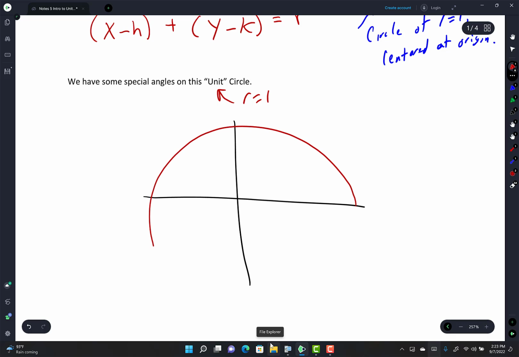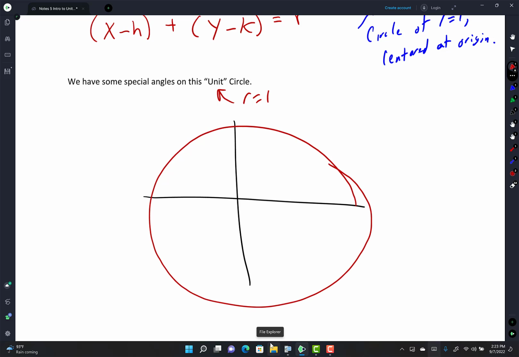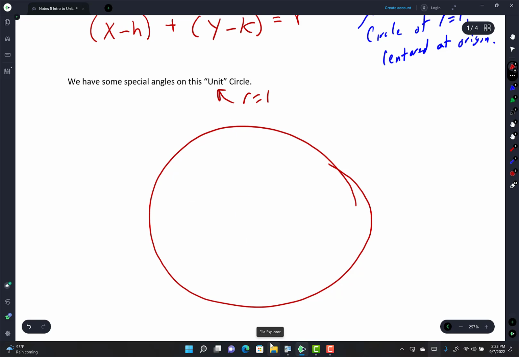I know that I have a digitizer, so I can probably put like insert shapes and all that, but whatever, it's okay. I don't like my scale there.